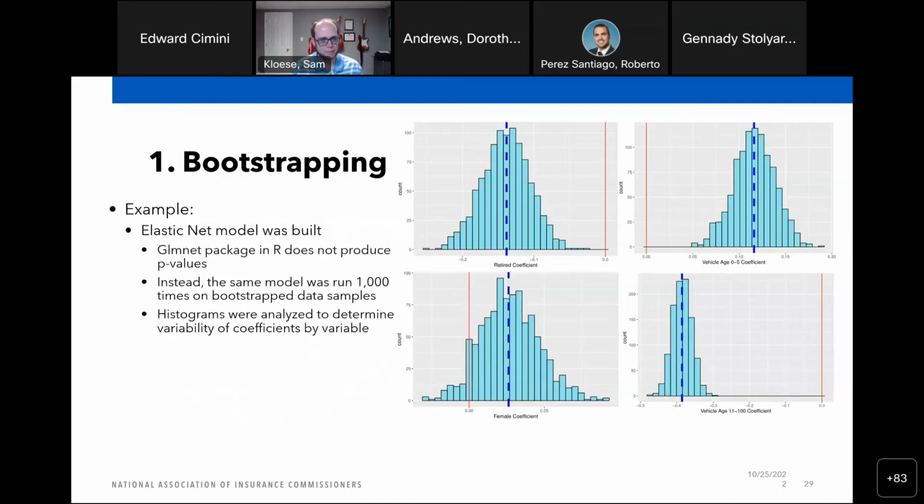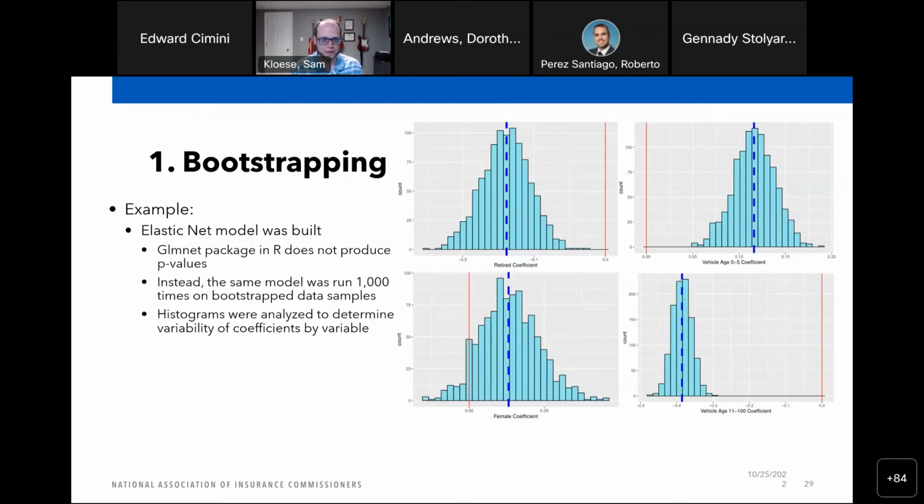We built an elastic net model, and it didn't provide p-values. So what we did was we ran the elastic net model on 1,000 bootstrap data samples to look at the range of coefficients you get out of it. So looking at these plots to the right, I'll describe what they mean. The dashed blue vertical line is the coefficient you would get when you run it on the full original data set. And then the histogram is showing you how many times you get different coefficients from the bootstrap data sets.